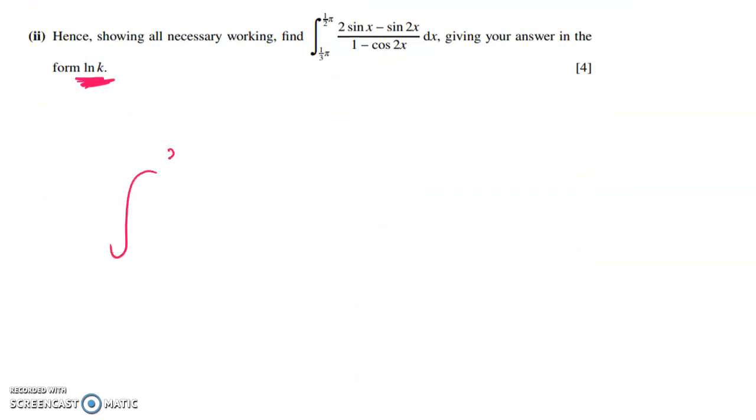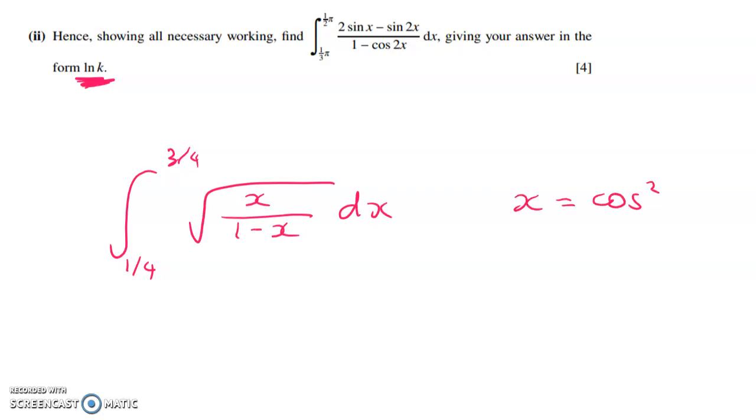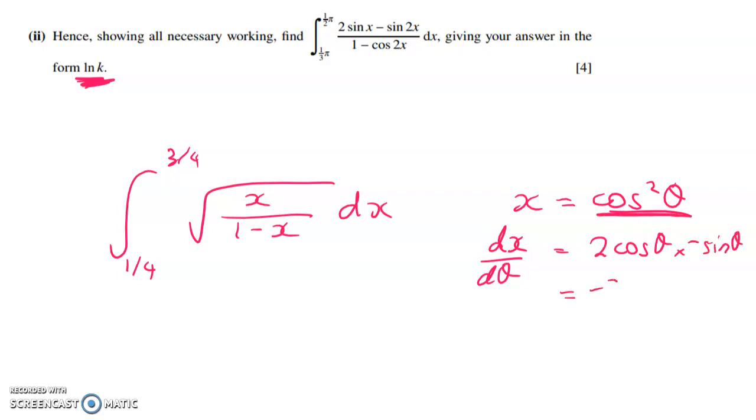Well, we've got this. So 3/4 here, 1/4 here, square root of x over 1 minus x dx. So we're told to use x equals cos squared theta, and that means that dx by d theta is going to equal 2 cos theta times the derivative of the inside function, which is cos theta. So it's going to be times negative sine theta. So that equals negative 2 cos theta sine theta. I'm looking at that and thinking I could change that into negative sine 2 theta, but I'm not going to do that just yet. So what I need to get here is something to replace dx.